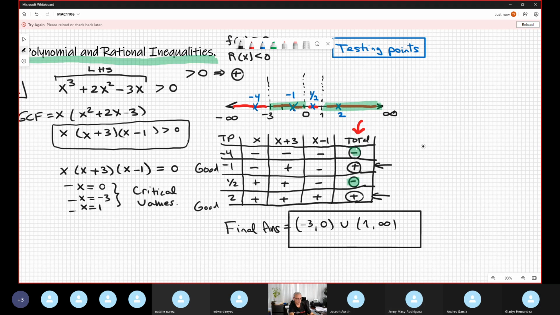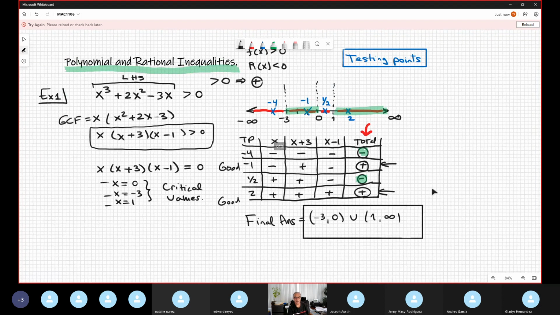Okay. Let's do one more, and that's it. One more, and that's it. Because the next time I want to explain in detail rational and a lot of special and complicated cases. One more example too, and that's it.